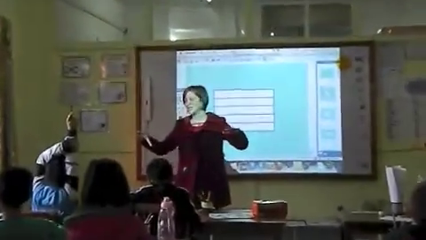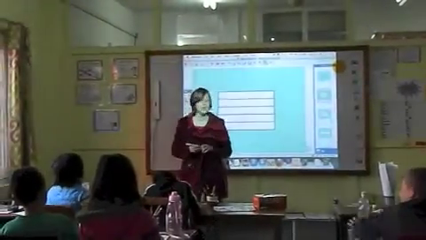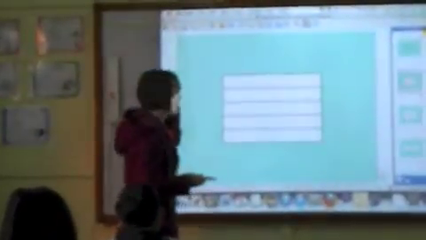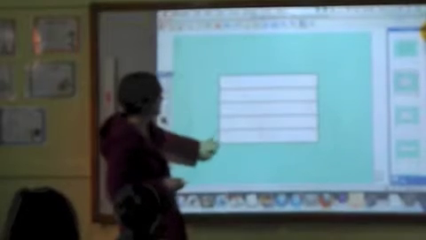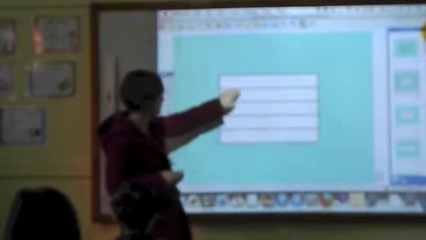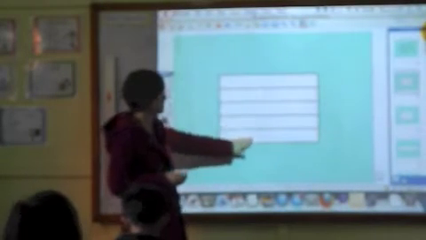1/5 of 10. Think about it again. 10 divided into 5 equal parts. What do you think? 2. Okay, so 1/5 of 10. If we took 5 equal parts of 10, we would put 2 in this part, 2 in this part, 2 in this part, 2 in this part, 2 in this part.